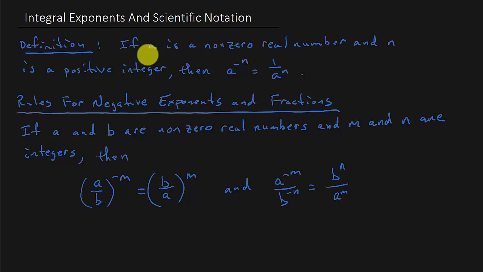It says, if A is a non-zero real number and N is a positive integer, then A to the negative N equals 1 over A to the N. And then we have, if A and B are non-zero real numbers and M and N are integers, then A over B to the negative M is equal to B over A to the M, and A to the negative M over B to the negative N equals B to the N over A to the M. And that looks like an N there. That should be an R. All right.